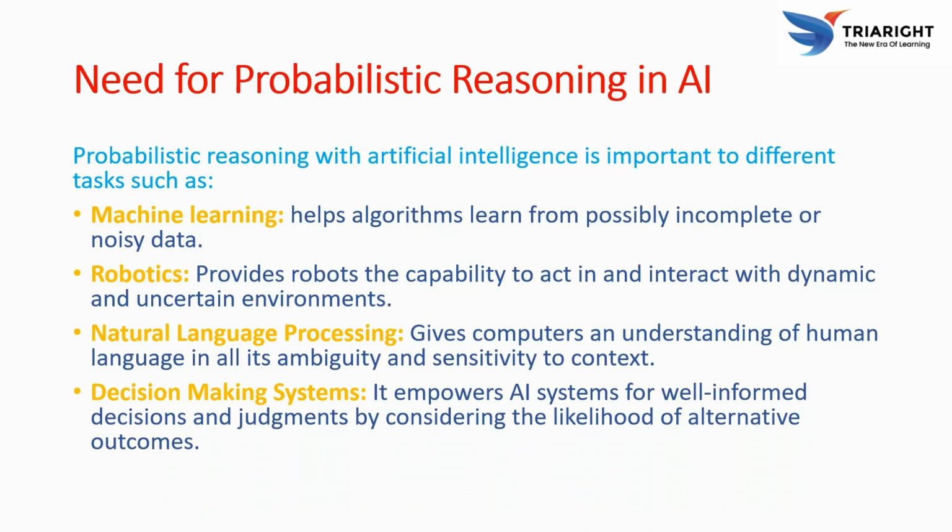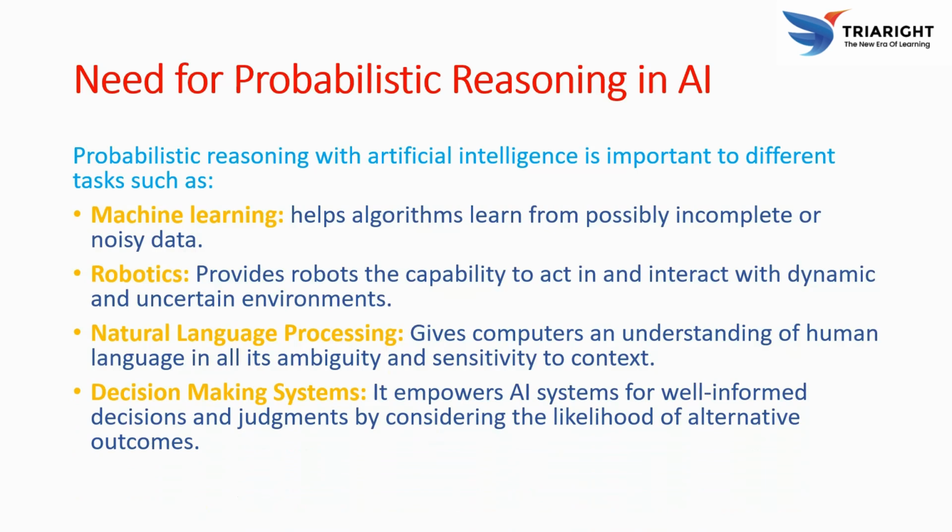And last but not least, decision-making systems. Probabilistic reasoning empowers AI systems to make well-informed decisions and judgments by considering the likelihood of alternative outcomes.